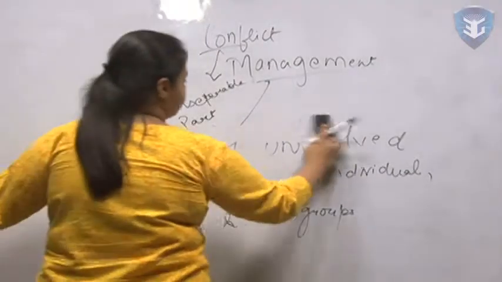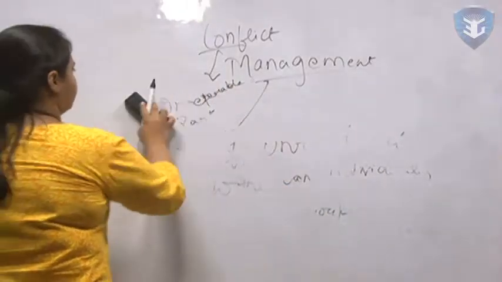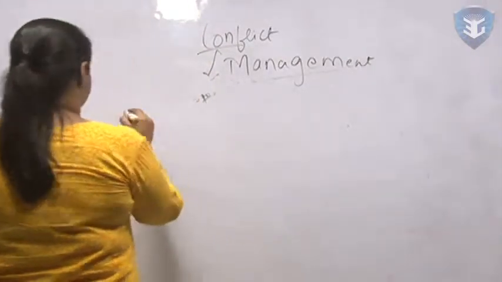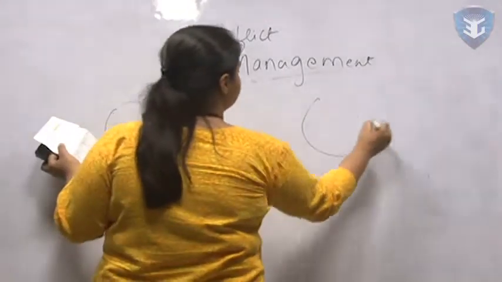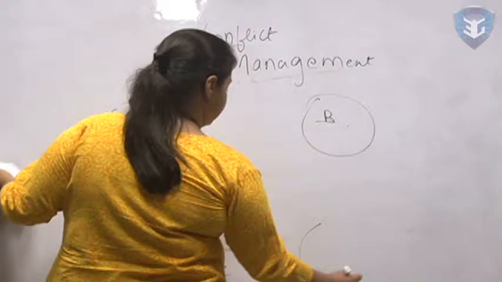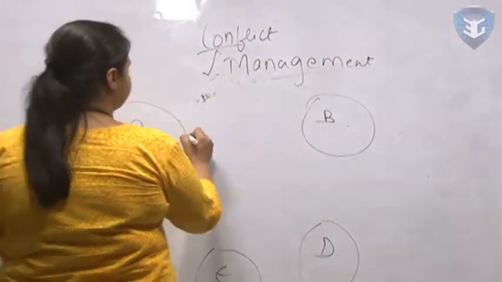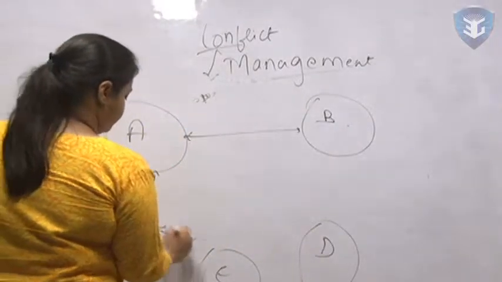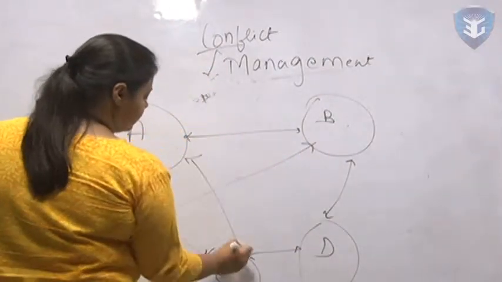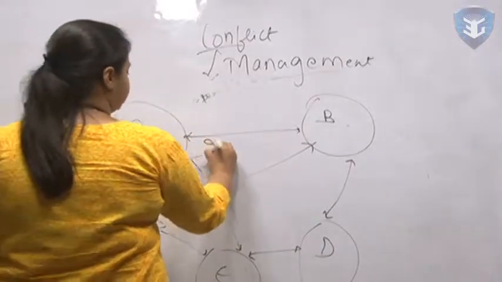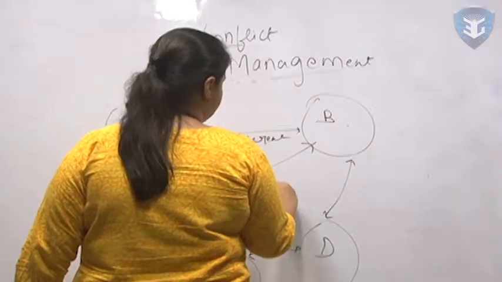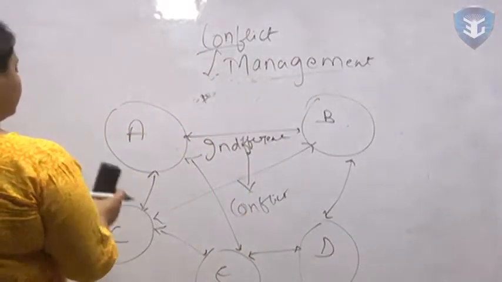So to make this meaning clearer, let's suppose there are 5 groups: group A, group B, group C, D and E. So this doesn't mean that the conflict can be only between these two or these two, but the same can flow in any direction. This can either be from B to C, from A to E. So anywhere there are indifferences, we can say that there is existence of conflict in the organization. So this is a pictorial representation of what actually a conflict is.